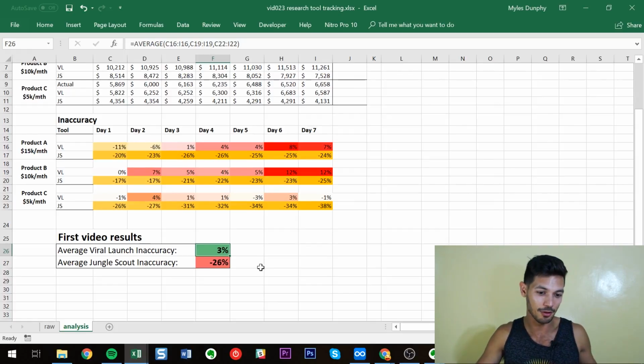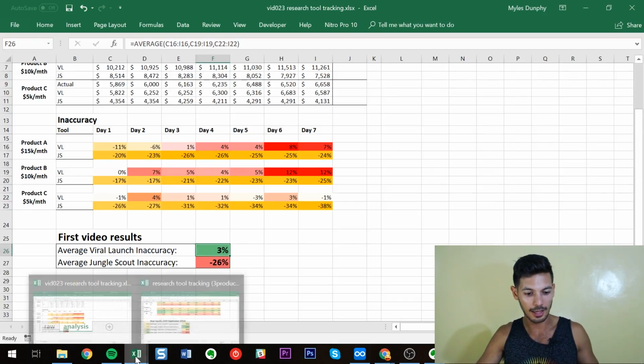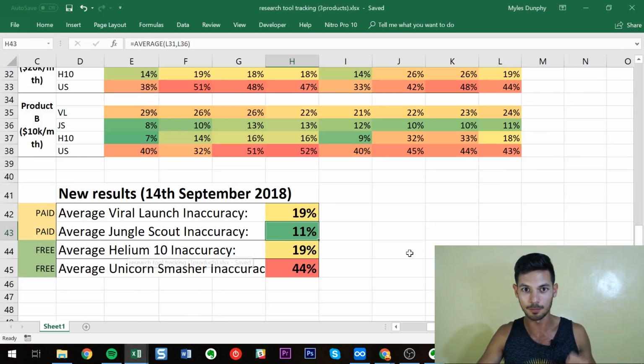So when I did this a month ago, I got 3%. Use Viral Launch because it's super accurate. Don't use Jungle Scout; it's inaccurate. And I'm kind of going to eat my words now, so I take that back.